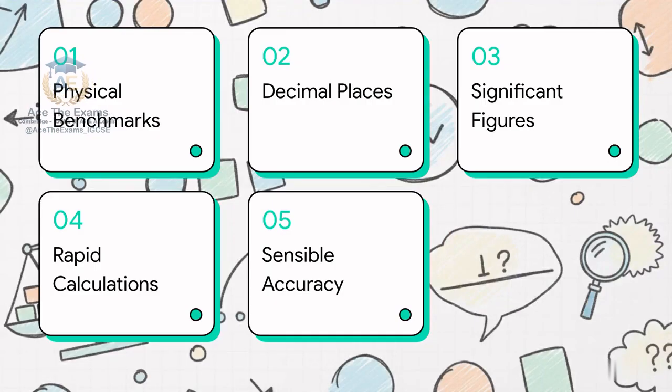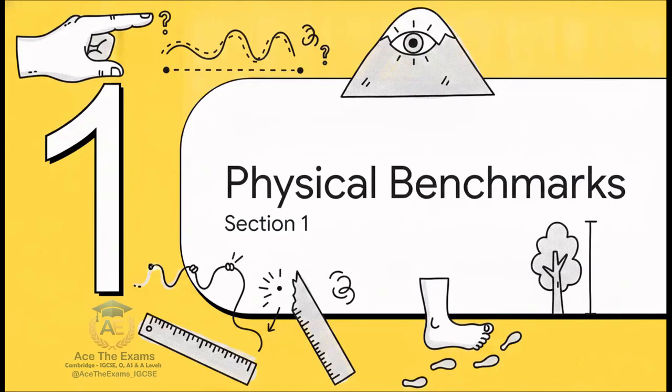Okay, so here's our roadmap for today. We're going to move from physical benchmarks into the strict rules of decimal places, and then significant figures. And finally, we'll cover rapid calculations and wrap it all up with sensible accuracy. Simple enough, right? Let's get to it. Starting off with physical benchmarks.